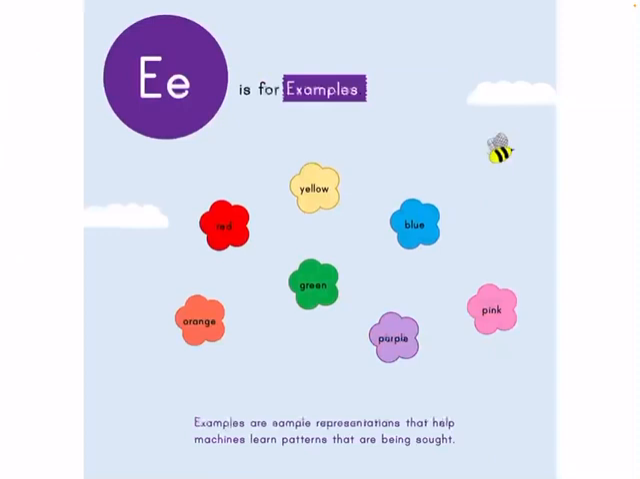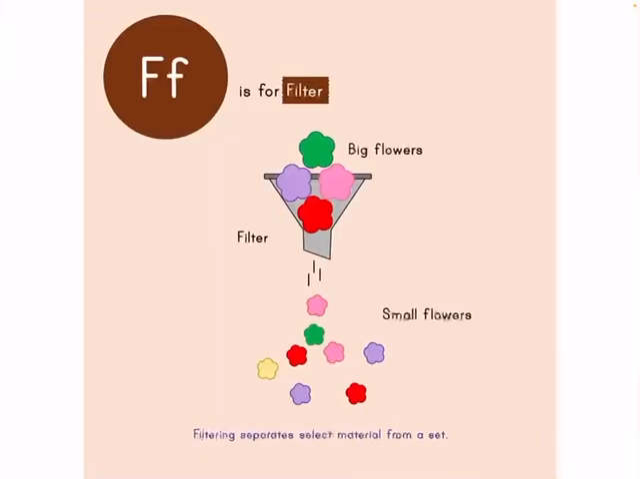For example, can somebody give me a few examples of different colors? Red, yellow, orange, green, blue, purple, pink. Thank you. That's good. F is for filter.